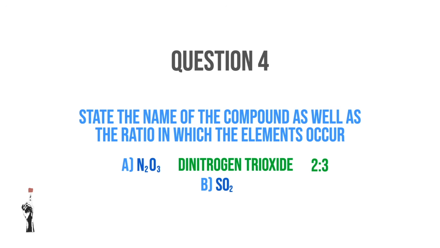Our second challenge for this question is SO2. S and O are both located on the right-hand side, meaning they are both nonmetals. S represents the element sulfur and O represents the element oxygen. It is sulfur dioxide, and the ratio for sulfur to oxygen is 1 to 2.